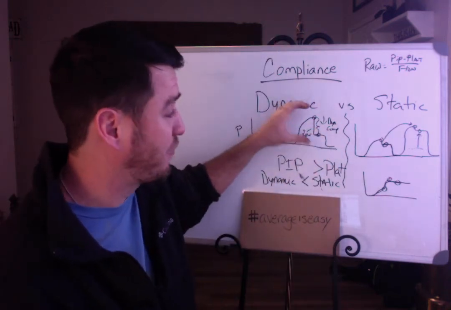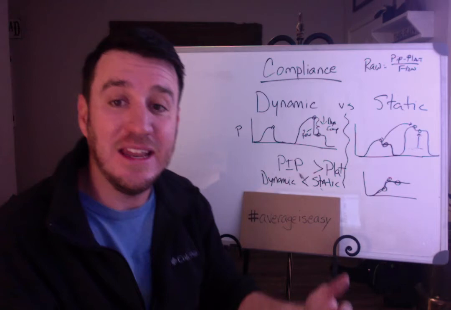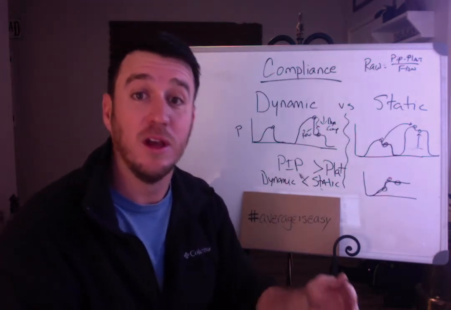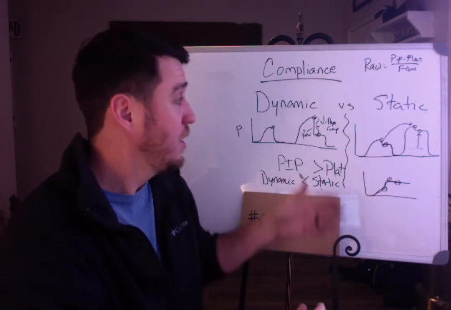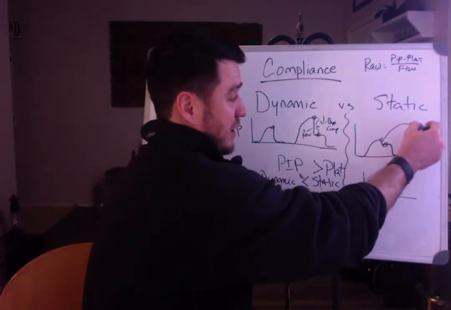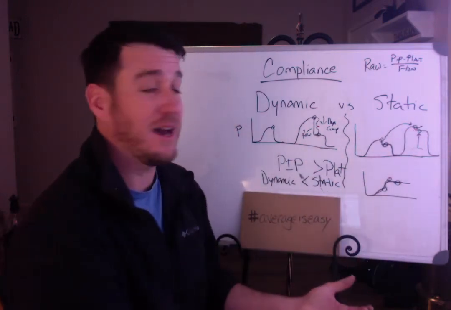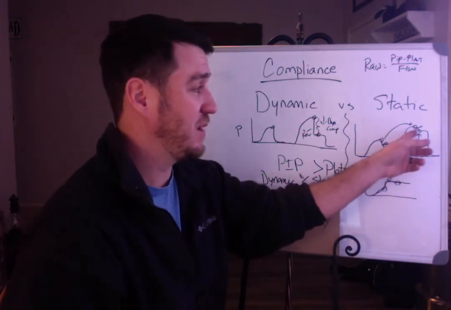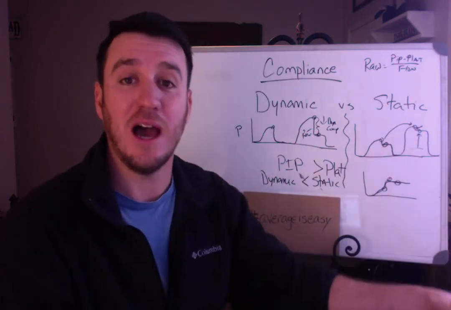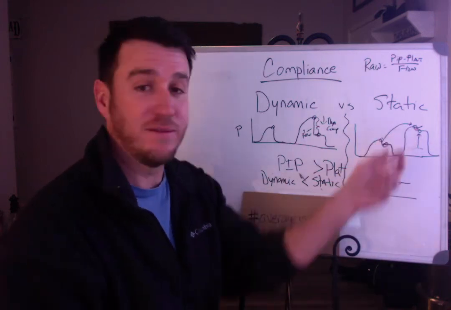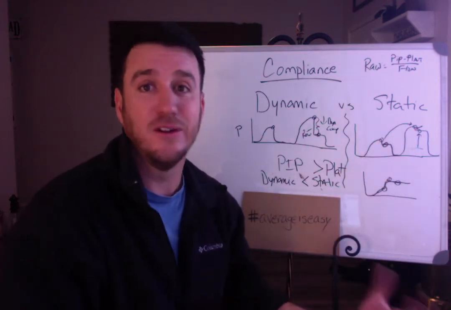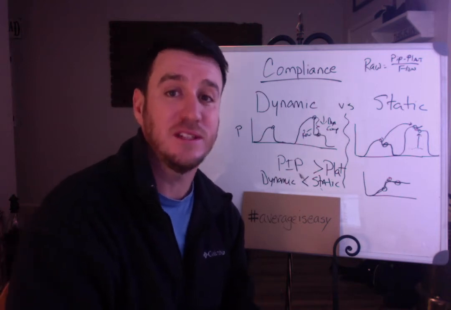The big drop from your PIP to your plat indicates an airway resistance problem, which is why your dynamic compliance sucks. Okay? Over here, is this gap enlarged? Absolutely not, right? So do we have an airway resistance problem over here? Absolutely not. We have an alveoli problem. Our airways are unaffected. Don't give this guy albuterol. It's not going to do anything because it's not an airway resistance problem.